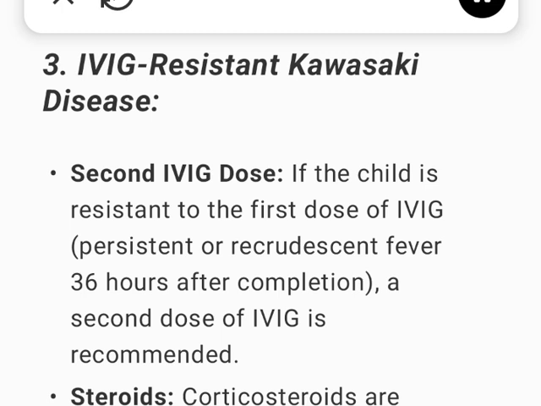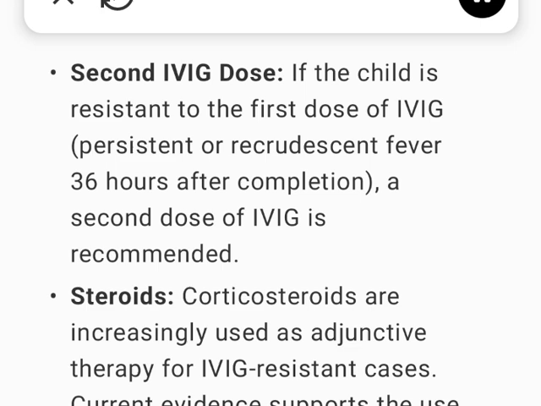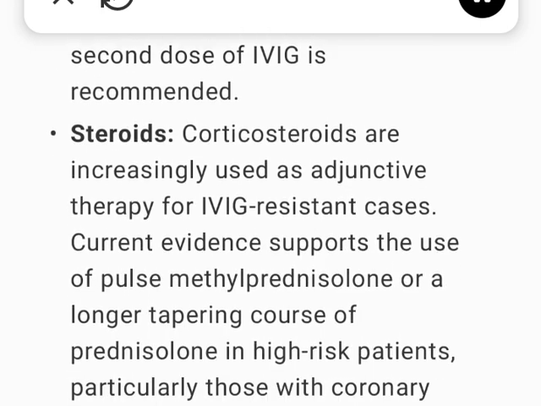3. IVIG-resistant Kawasaki disease. Second dose. If the child is resistant to the first dose of IVIG, with persistent or recrudescent fever 36 hours after completion, a second dose of IVIG is recommended.